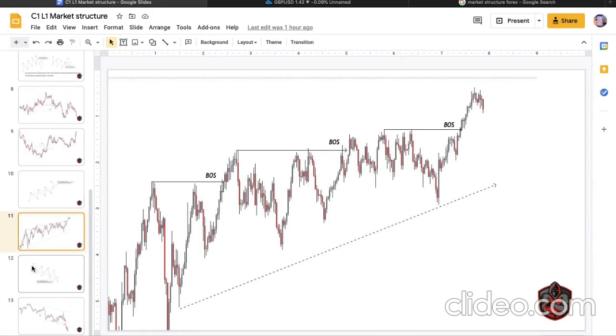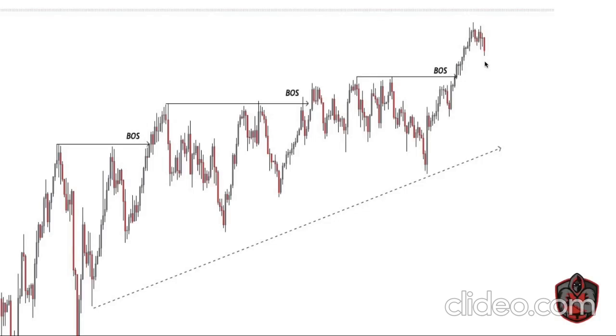Okay, so overall that kind of sums up lesson number 1, understanding market structure and identifying the 2 types of break of structures: the break of structure that shows continuation in trend, and the break of structures that signals trend reversals. So I'll see you guys in the next lesson.